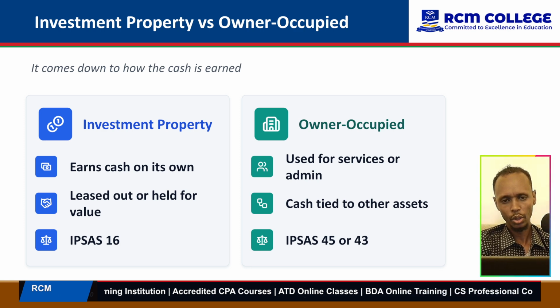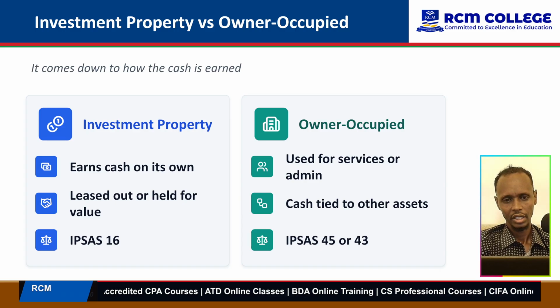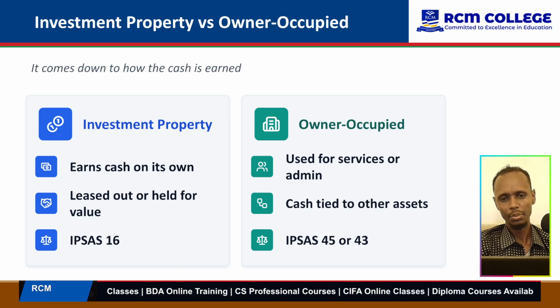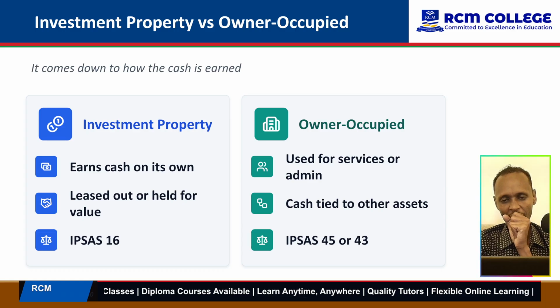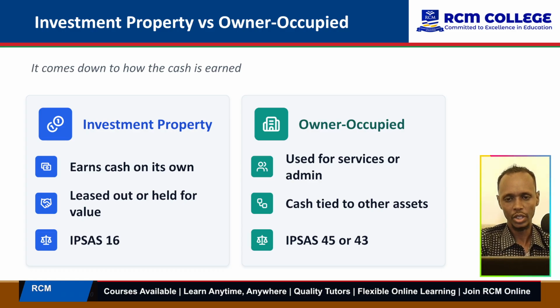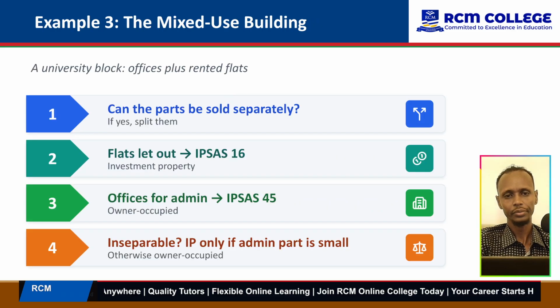Okay. Investment property versus owner occupied. Investment property, the aim is to earn cash, leased out or held for value. So the IPSAS is IPSAS 16. Owner occupied is used for service or administration, cash tied to other assets. You either apply IPSAS 45 or IPSAS 43.